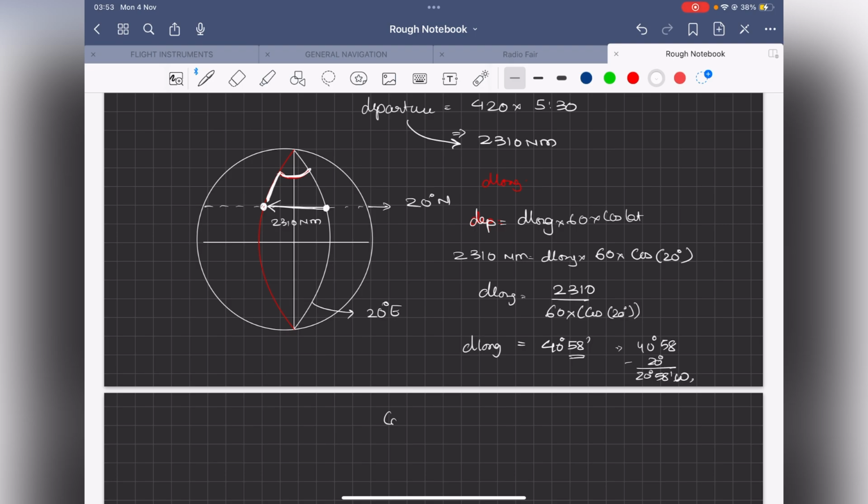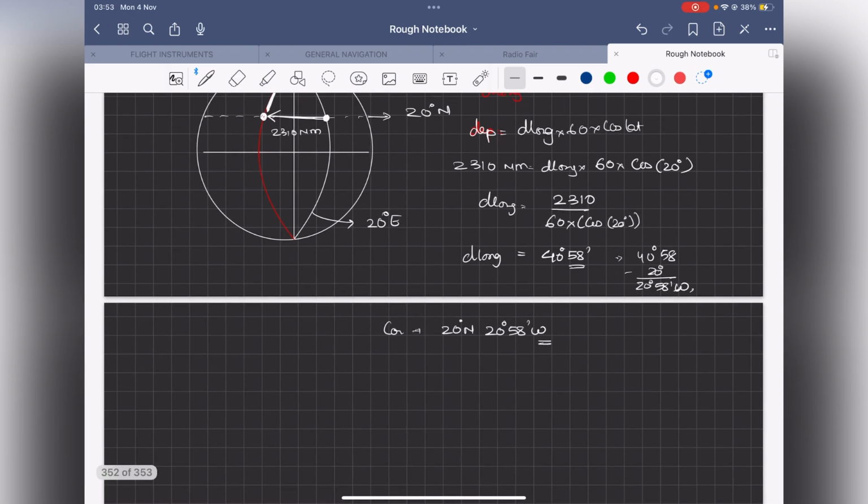So what are my coordinates? My coordinates are 20 degrees north, 20 degrees 58 minutes west. Now let's say they had given us only the two coordinates, 20 degrees north, 20 degrees 58 minutes west, and 20 degrees north, 20 degrees east. How much is the d long between them? It will be the addition, the total absolute angle between them. What do I get? 40 degrees 58 minutes. So it makes sense.